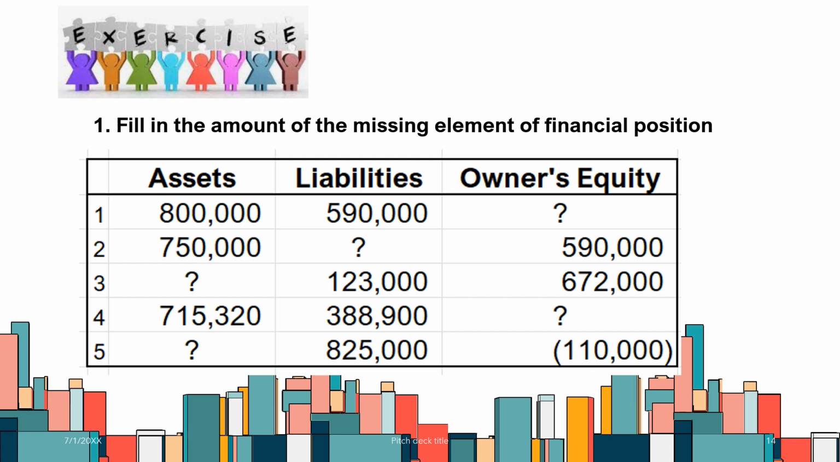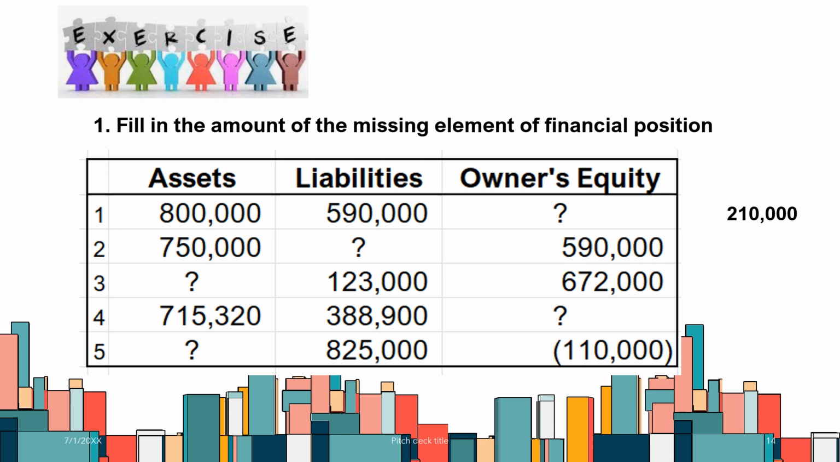So how will you compute for the owner's equity? Okay, so for number 1, your owner's equity is how much? It's 210,000. So how did you arrive? You just subtract 800,000 minus 590,000. To check, 800,000 equals 590,000 plus 210,000, and the total of 590,000 and 210,000 is also 800,000.